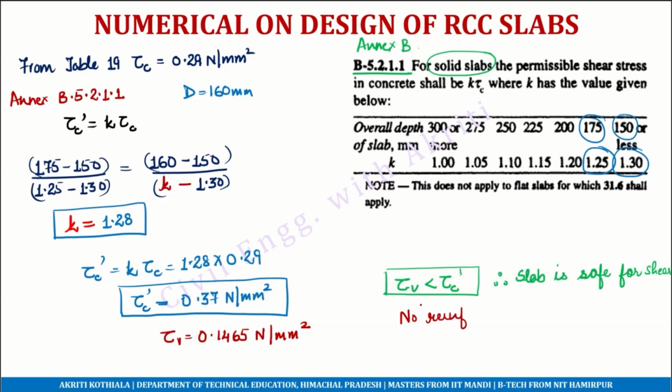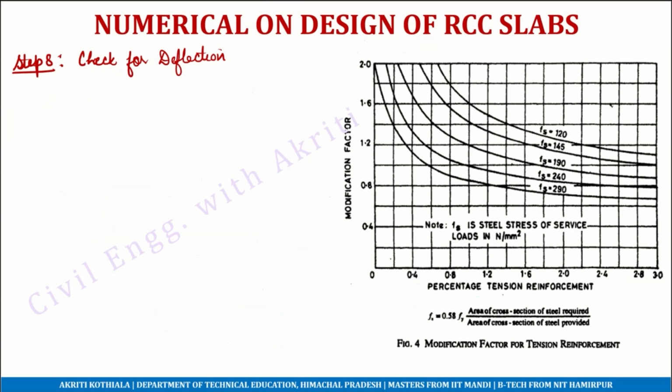So if you see, we hardly see any stirrups or any sort of shear reinforcement in a slab practically, because mostly the slabs come out to be safe in case of shear. If it is not safe, then we will have to redesign, because we don't provide any stirrups in a slab. So this shows that up till now the design is going to be right. Next is check for deflection.